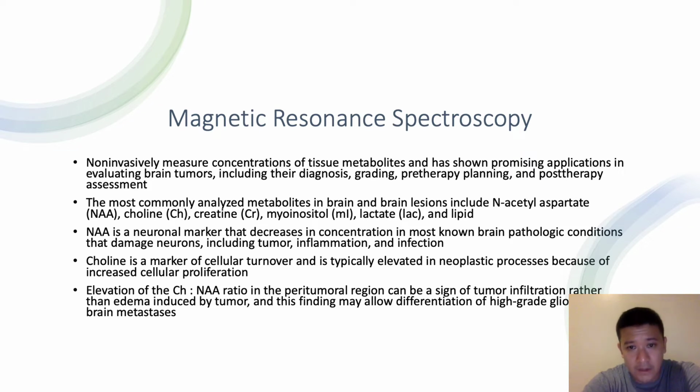And choline, this marker is very important to us, is a marker of cellular turnover and is typically elevated in neoplastic processes because of the increase in cellular proliferation. Meaning, if you do an MRS on a glioblastoma multiforme, you will see a choline spike because it is a marker for a neoplastic process. So elevation in the choline-NAA ratio in the peritumoral region can be a sign of tumor infiltration rather than edema induced by tumor. And this finding may allow differentiation of high-grade gliomas from brain metastasis.